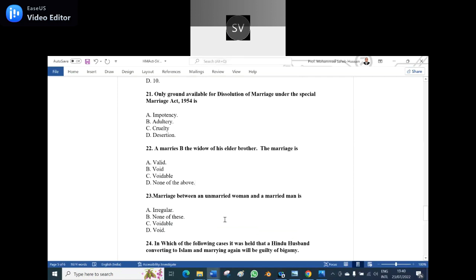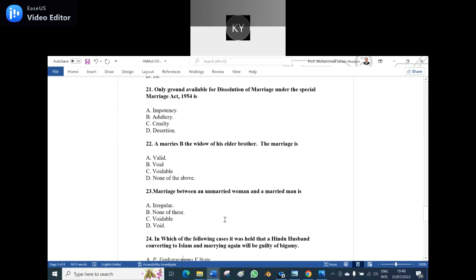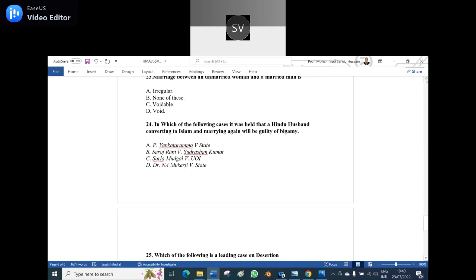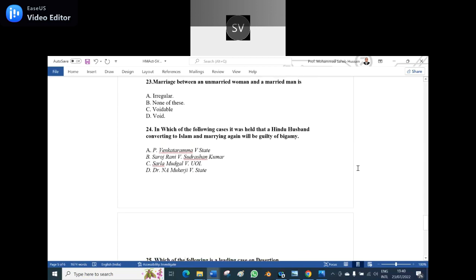23rd question. Marriage between an unmarried woman and a married man is option A irregular, option B none of this, option C voidable, option D void. Void. Irregular. Can you repeat the question? Marriage between an unmarried woman and a married man is void. Irregular. Option B, none of this. It is void. Who said option B? Void.